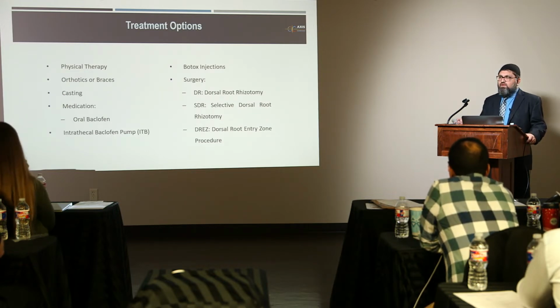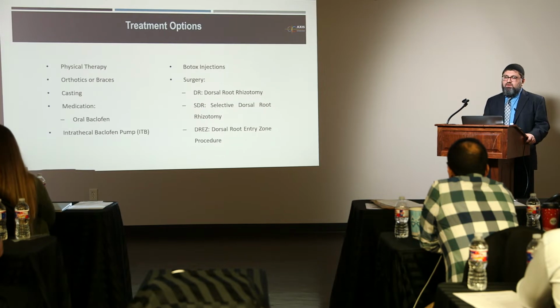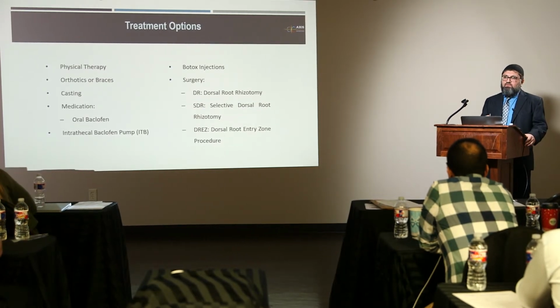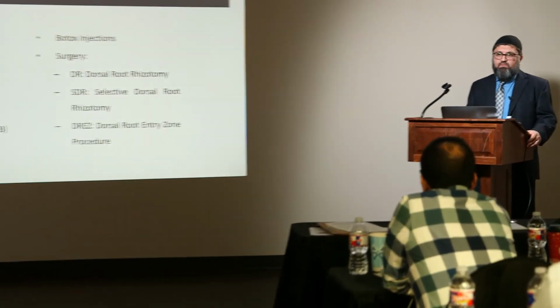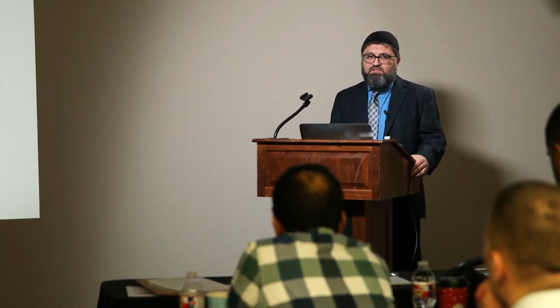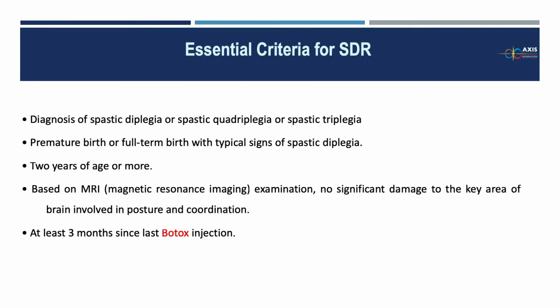So with selective, we divide every root into multiple rootlets and then stimulate every rootlet and select which rootlet is bad. And then we cut only the ones which have bad responses or bad connection. And then the outcome with the physical therapy is much better than the regular one. So the diagnostic criteria are important. The selection of patients is important.